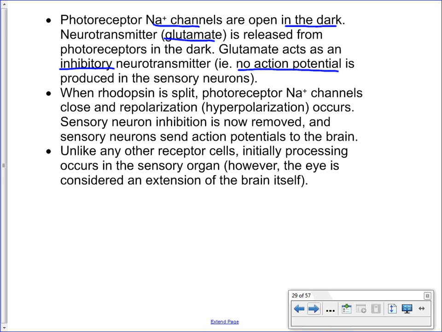When the rhodopsin is split, which happens when those photoreceptors are exposed to light, the photoreceptor channels are going to close. So in this case, the neuron inhibition is going to be removed, and that's going to allow for action potentials to be sent to the brain.